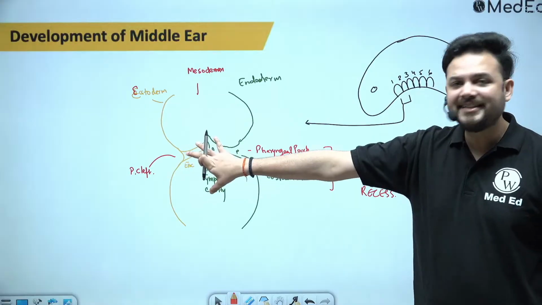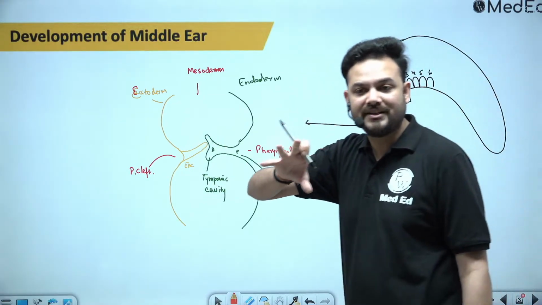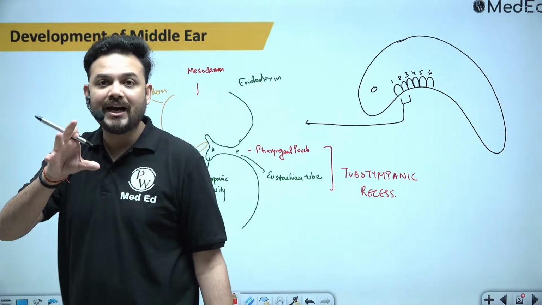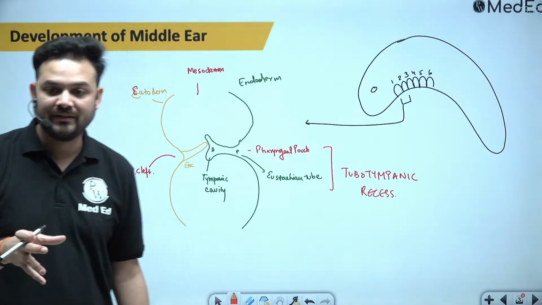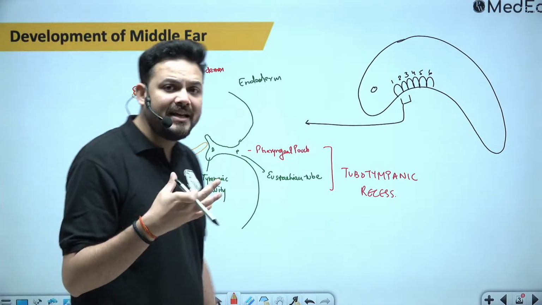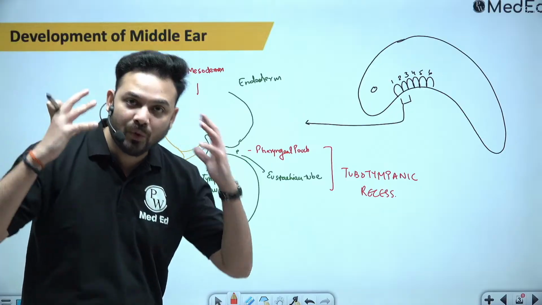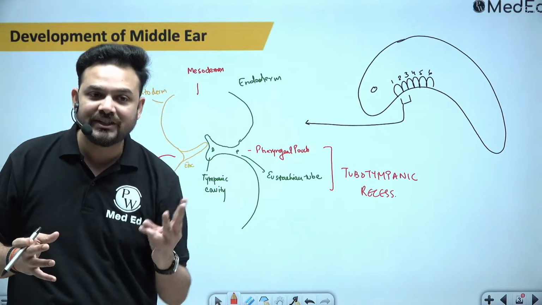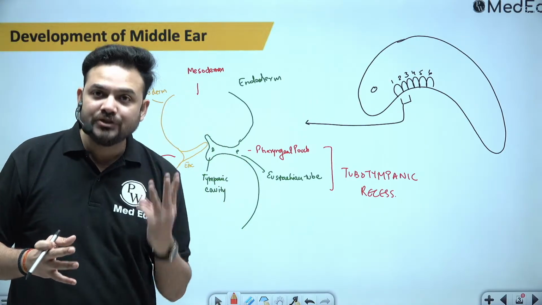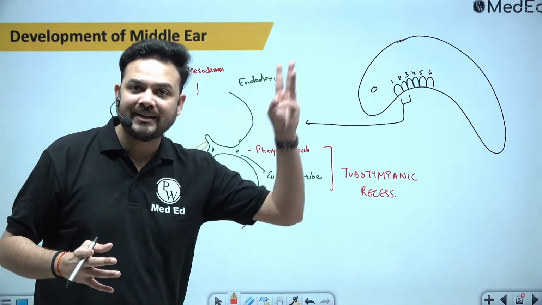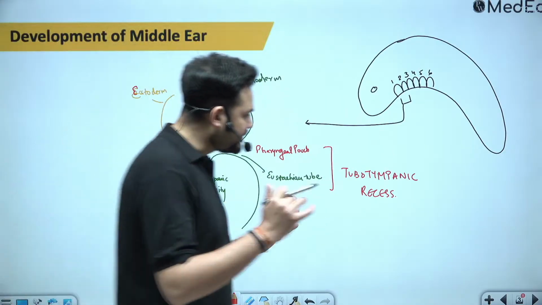There are very important structures present in the middle ear cavity. They are called ossicles. So how many middle ear ossicles do I have? Ossicles means the bones of the middle ear, and there are three bones in the middle ear. What are they? Malleus, incus and stapes. So there are three bones of the middle ear.